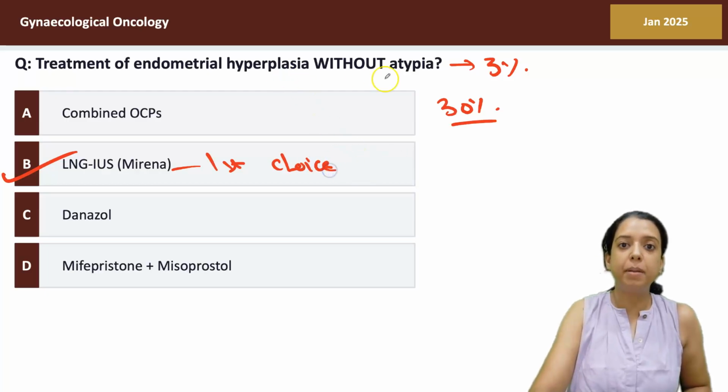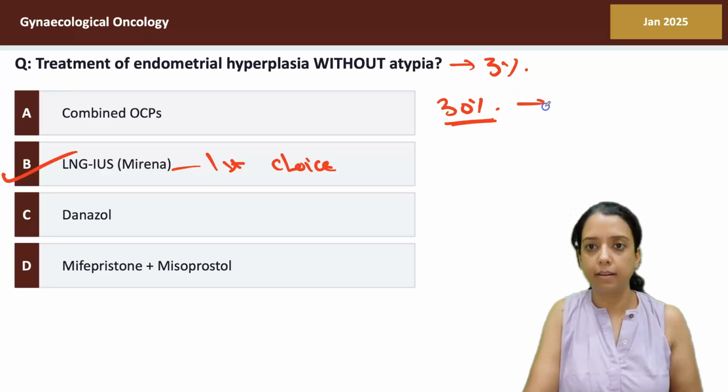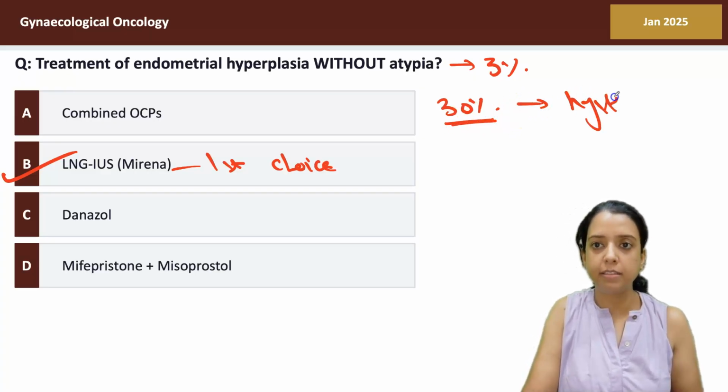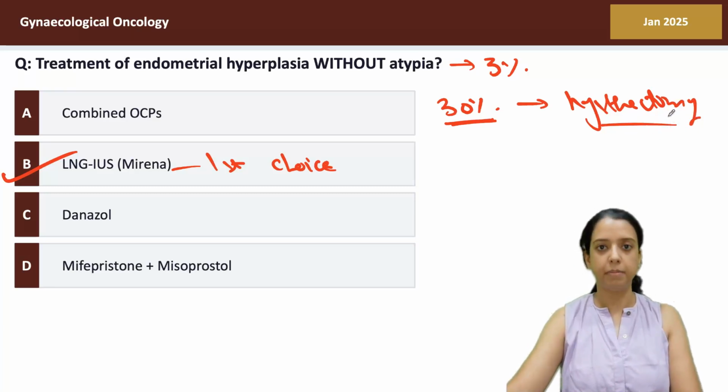But if it is hyperplasia with atypia, very high cancer risk. The treatment is hysterectomy. I can't keep this uterus, very high risk. Hysterectomy.